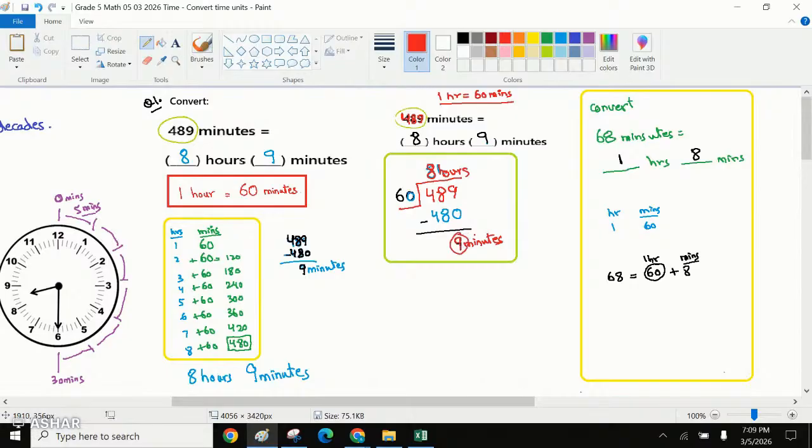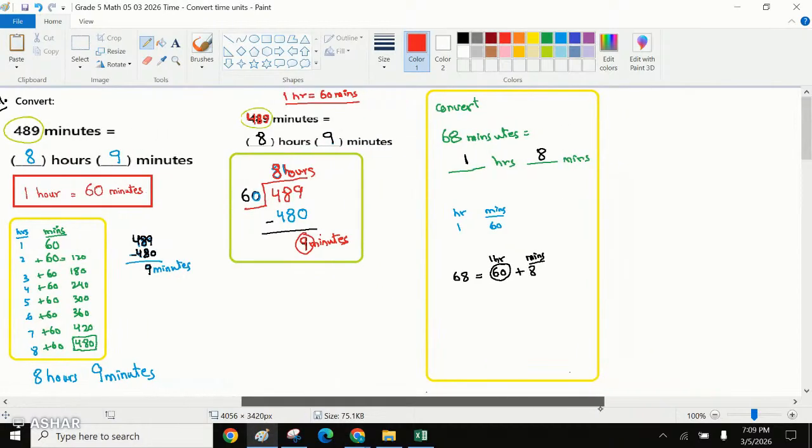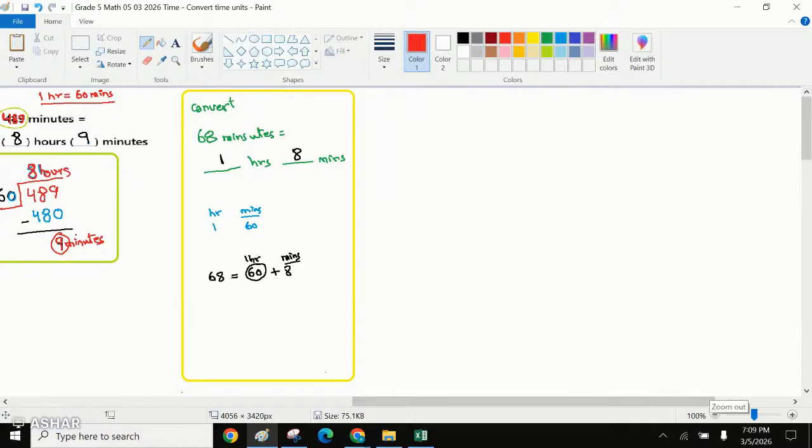Okay. Let's try another example. Let's try doing another question. Okay. Let's pick up a number. Can anyone give me any number? 300, 400, random? Any number?